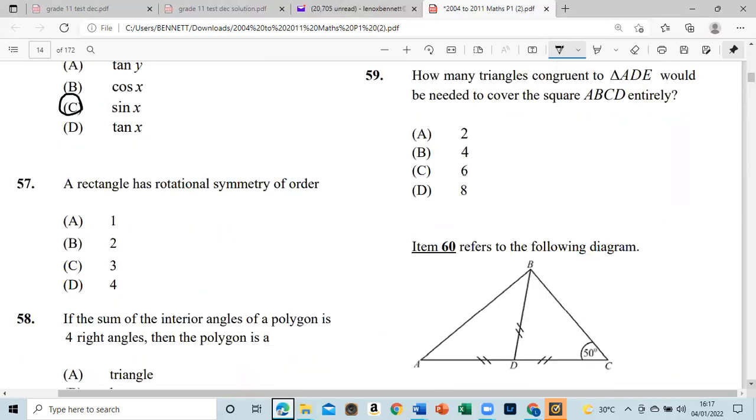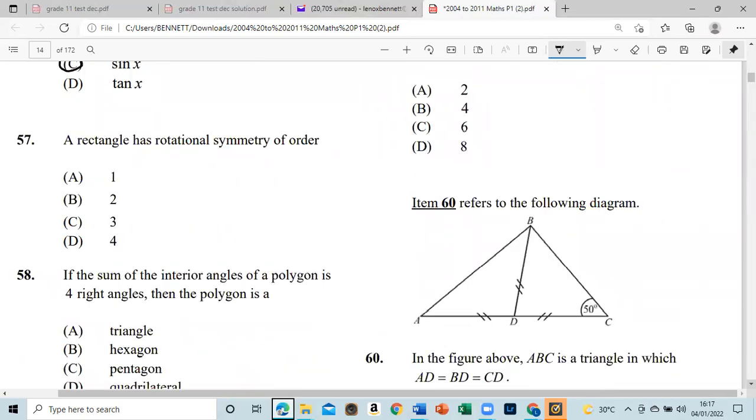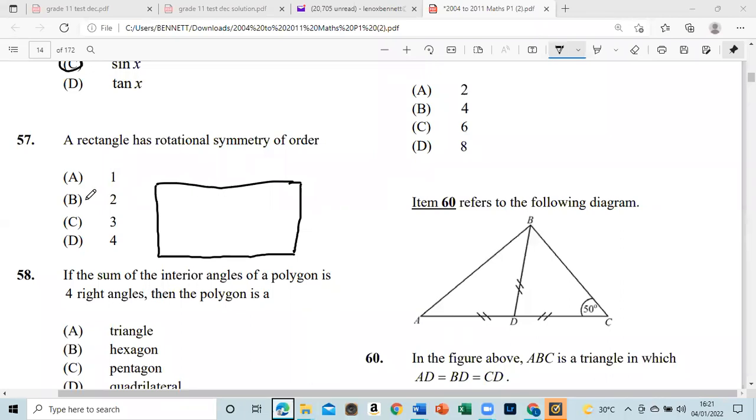A rectangle has a rotational symmetry of order... Alright, so this is a rectangle. Alright guys, I didn't understand that question, but I went on Google and it's true. What it means is that, for example, if I rotate it by 90 degrees, it falls out of place, but if I do it by 180, it fits, so it's actually 2 times.